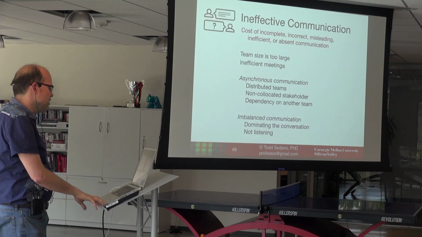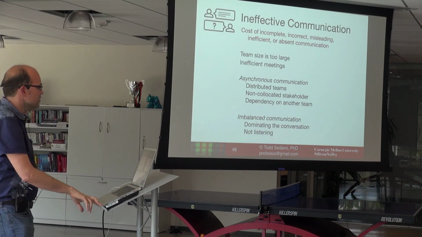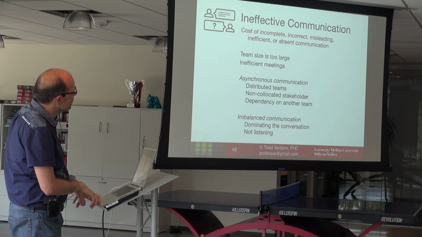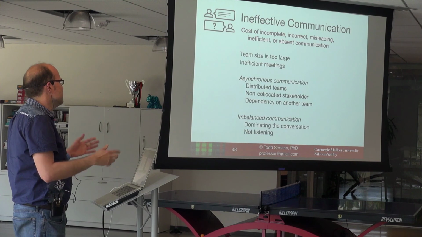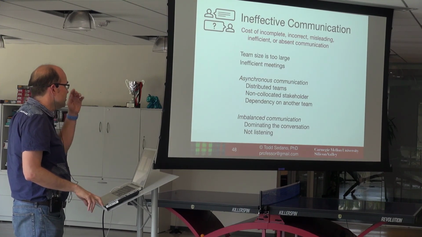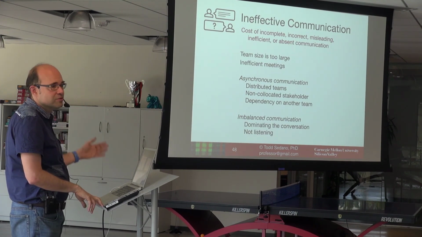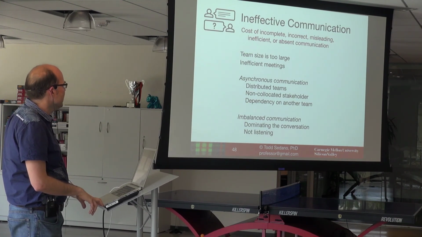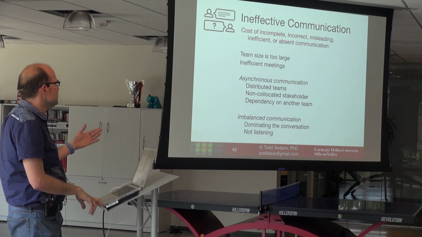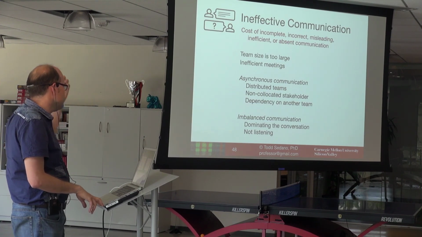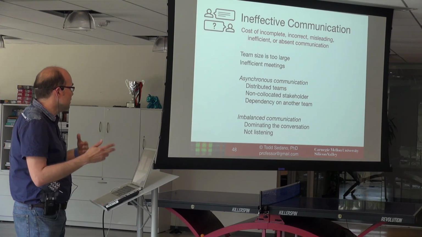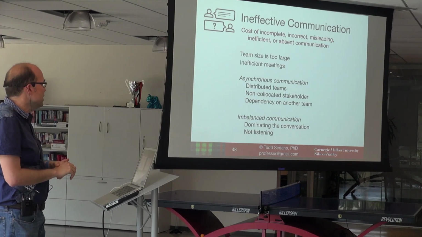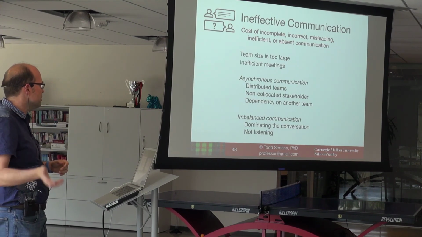And finally, we have the waste of ineffective communication. This is the cost of incomplete, incorrect, misleading, inefficient, or absent communication. The team size is too large. I've seen teams of 28 engineers, 60 engineers working on a product together at Pivotal. Inefficient meetings, asynchronous communications, distributed teams can create a lot of communication waste around not communicating things clearly, not having a stakeholder present with you, depending on another team that's far away or maybe in a different time zone.